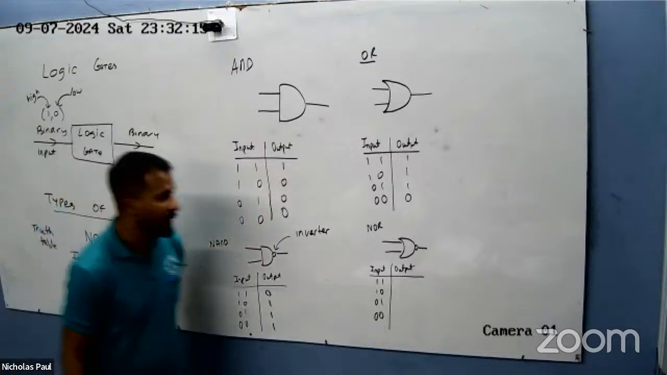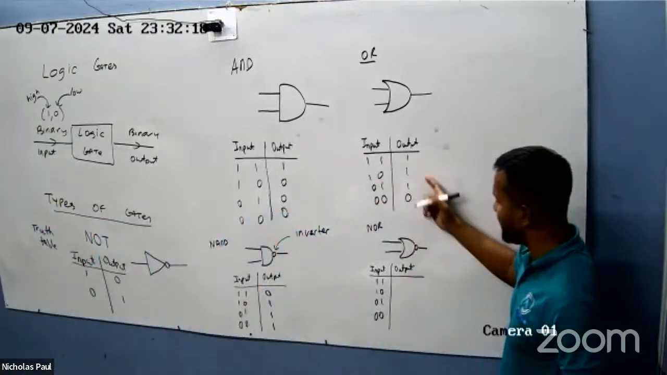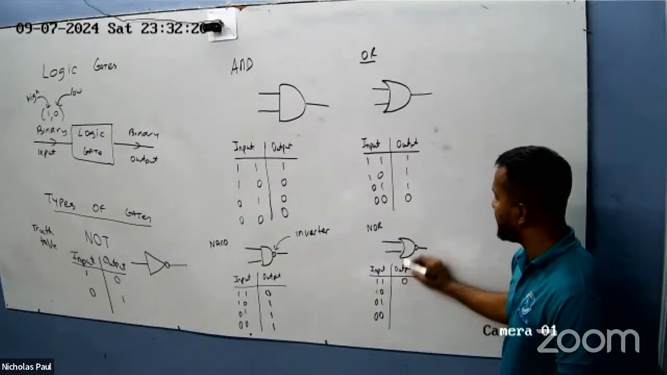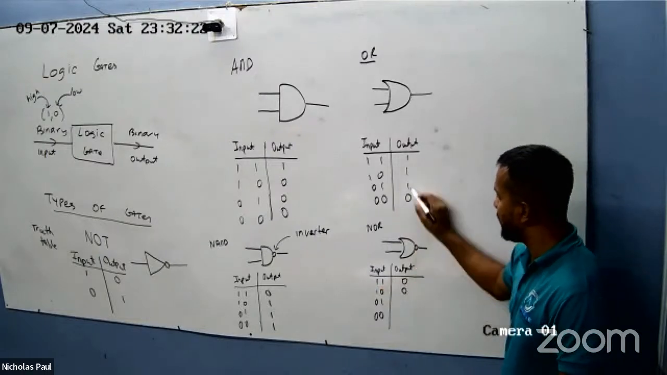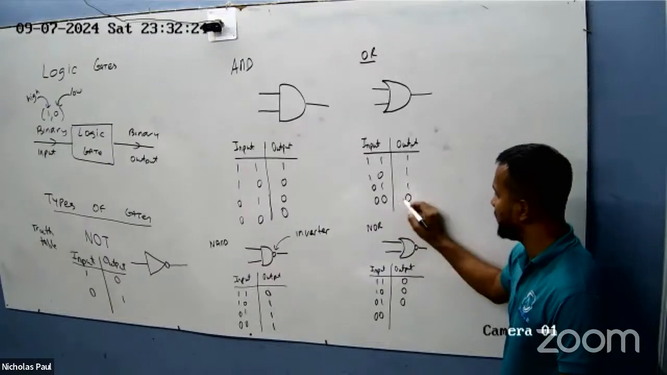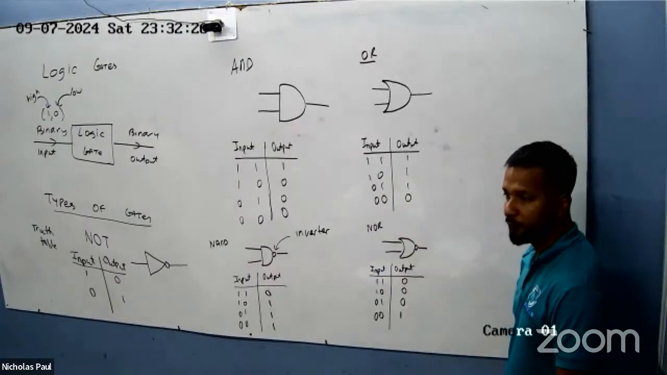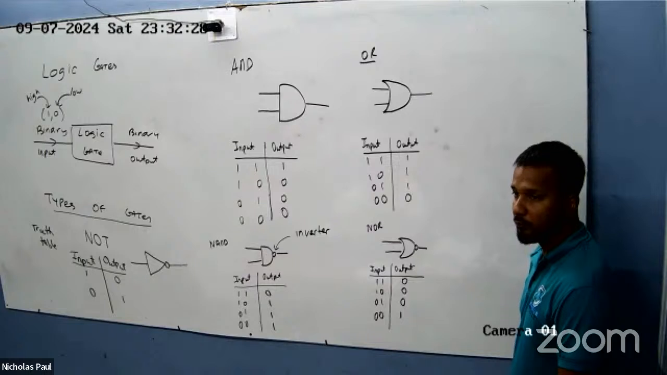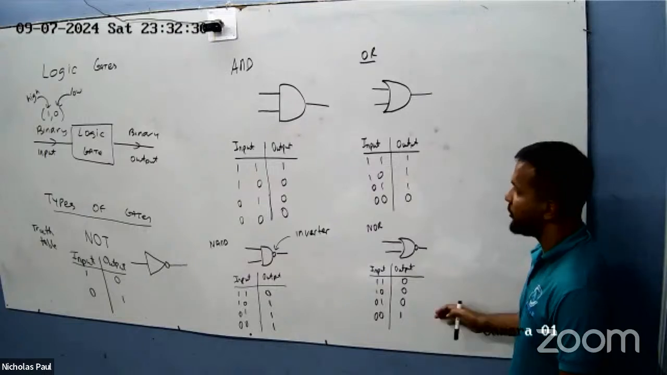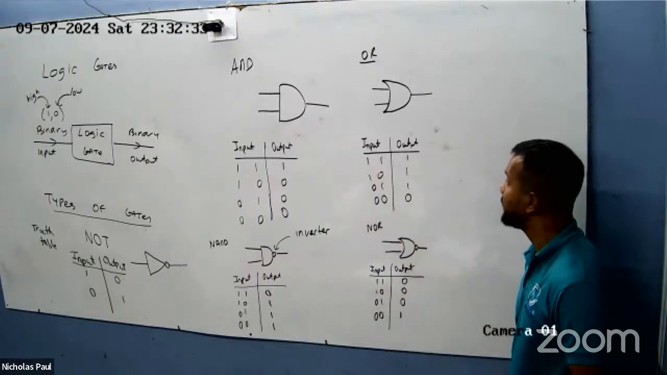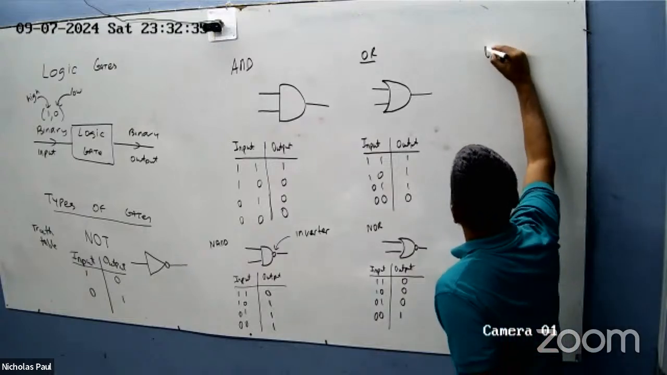Same thing here with the NOR. NOR is opposite. 2 ones will give you a 0. This will give you a 0. This will give you a 0. This will give you a 1. That's okay? So now we have to learn all those gates. Okay, and I want to show you how to apply them now.